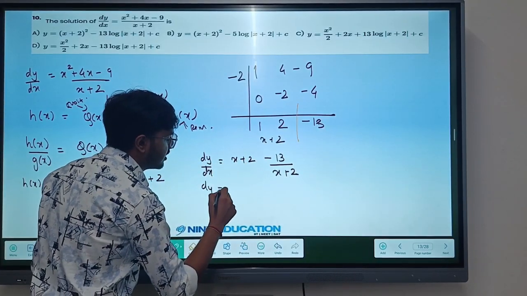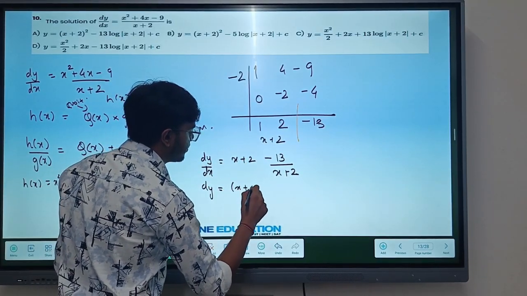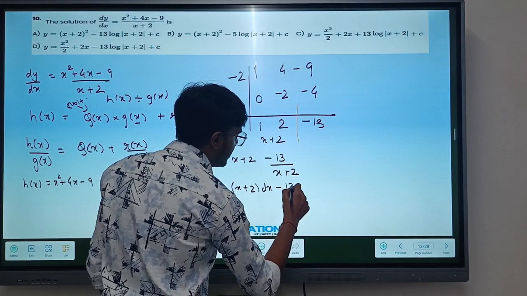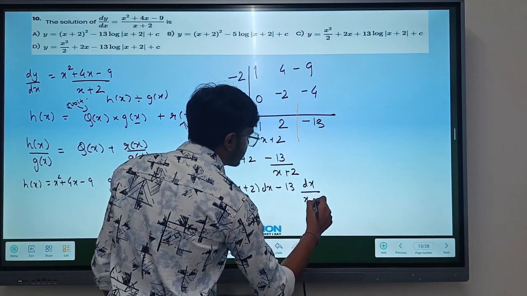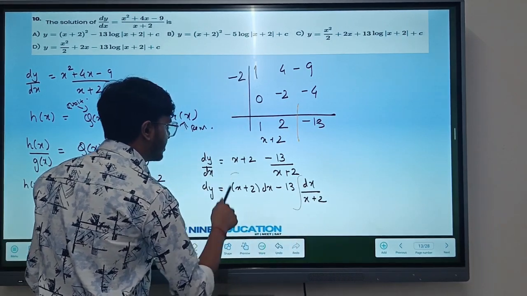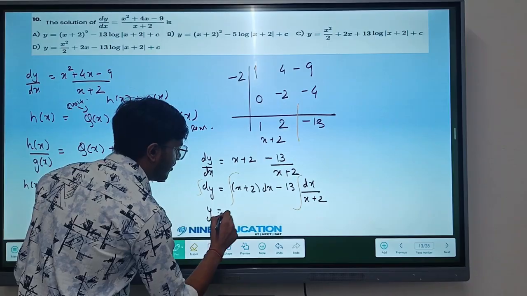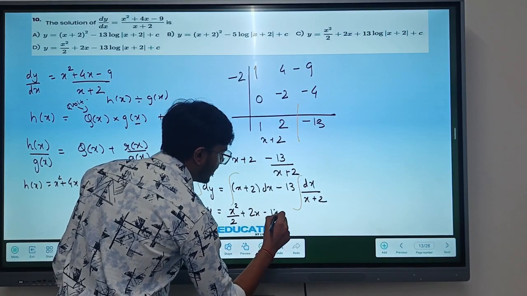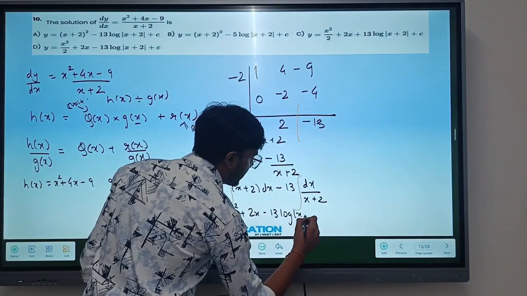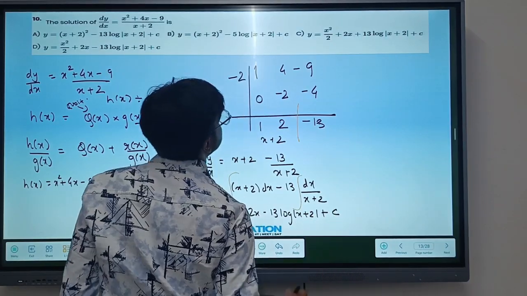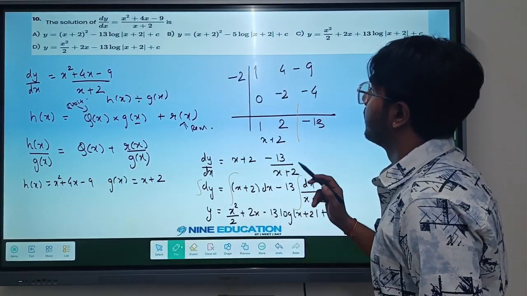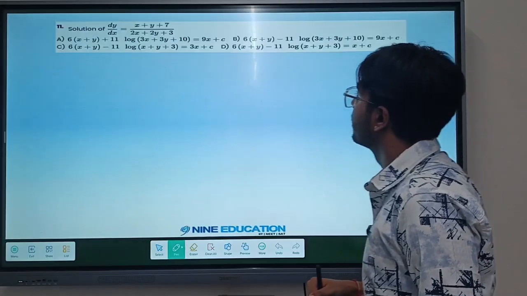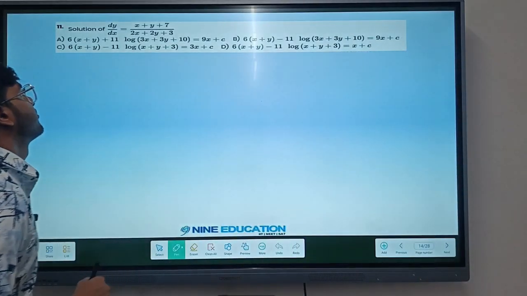So send dx here. So dy is equal to x plus 2 into dx minus 13 dx by x plus 2. If I apply integration on all sides, integration dy is y, integration of x plus 2 is x square by 2 plus 2x minus 13 log mod x plus 2 plus c. Option D. So next question, again of differential equations.